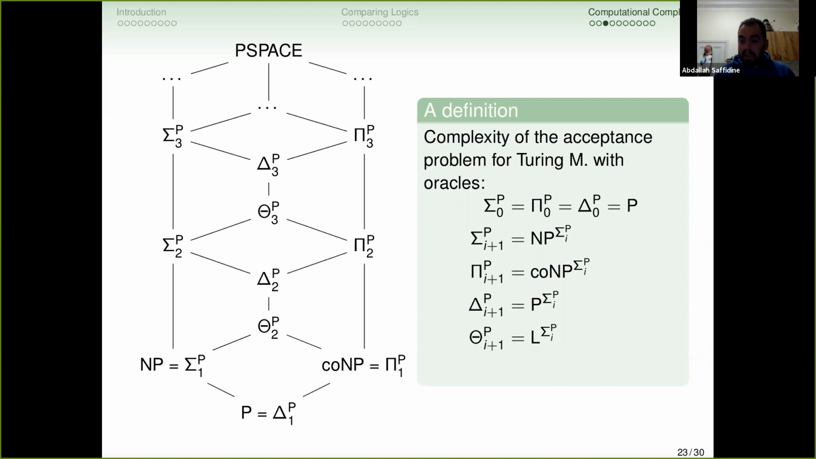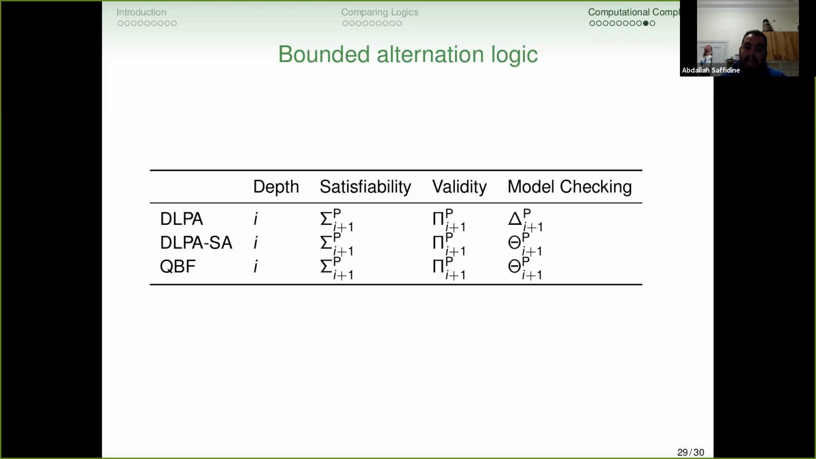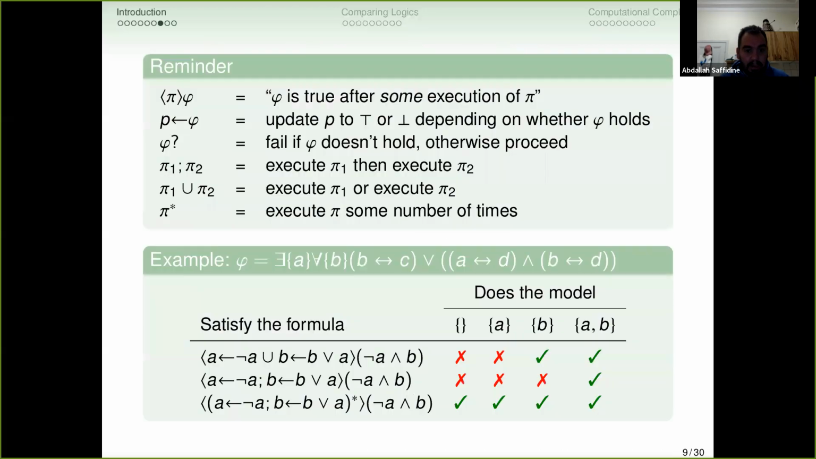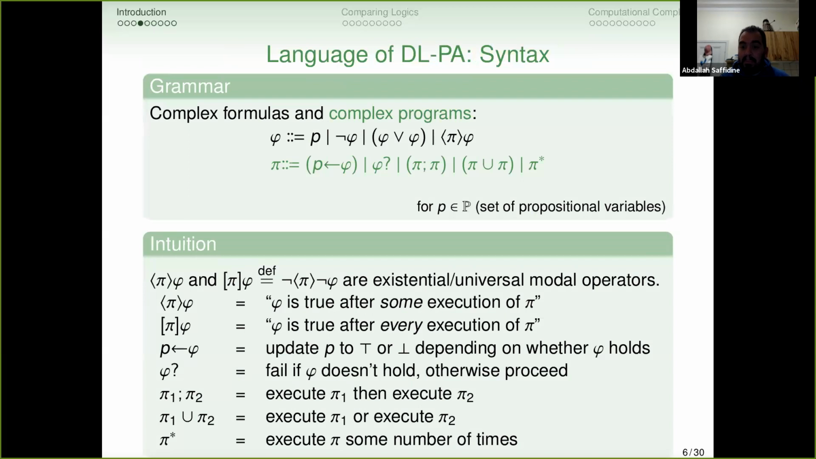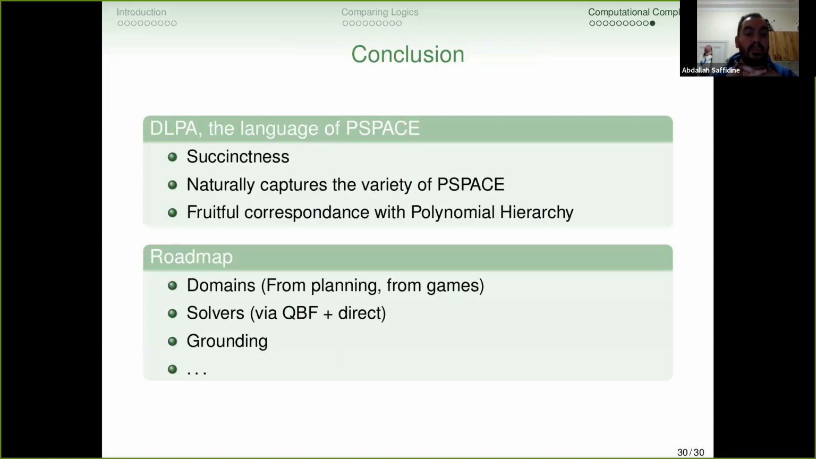But with DLPA, it's much more natural because it's just the model checking problem for DLPA at the appropriate depth. I've got one last one here. It's DLPA with simple assignments, and this is the variant where the assignment of DLPA, let me go back to the grammar, is only P receives true or P receives false. If that was what I started with, instead of arbitrary formulas, then I will get theta i plus 1 p. So I can get access to all the core elements of the polynomial hierarchy, choosing appropriately my syntactic fragment. And I think I will wrap up here in the interest of everyone's time.